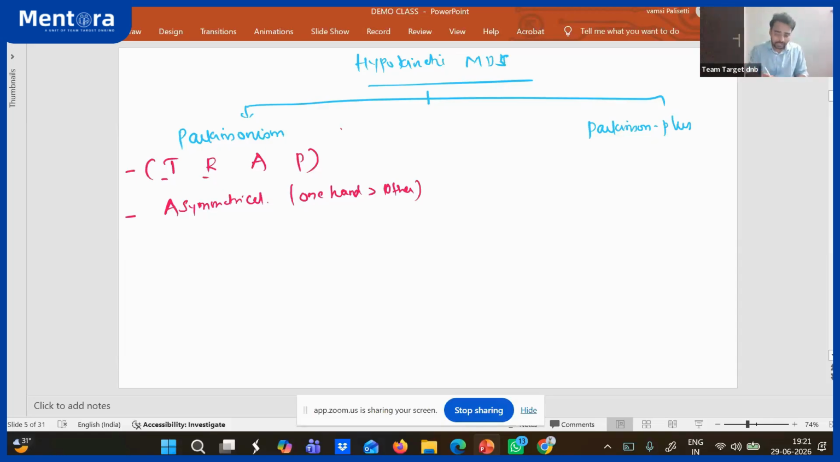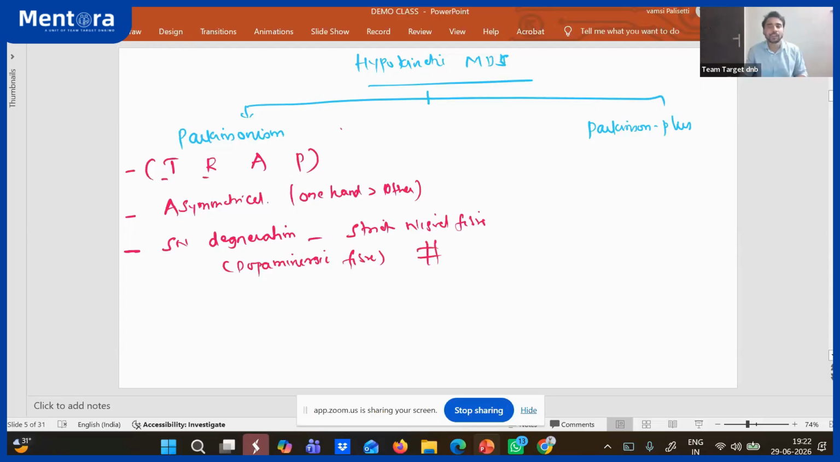Right? One more important thing is that Parkinsonism usually occurs because of substantia nigra degeneration. We know already. The striatonigral fibers are the fibers coming from the substantia nigra to the striatum. Striatum is the caudate and putamen. So these are dopaminergic fibers. These are lost in Parkinsonism. We all know. That is why the treatment of choice is always levodopa.